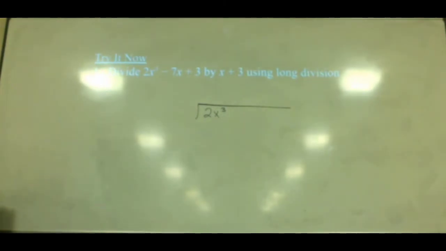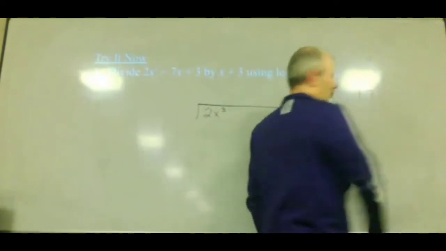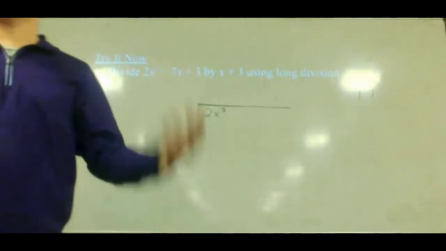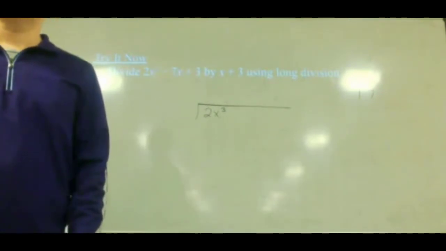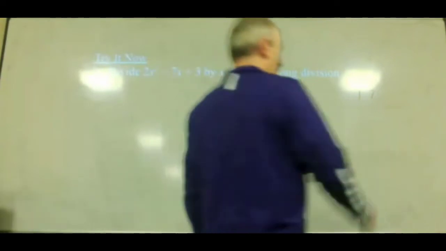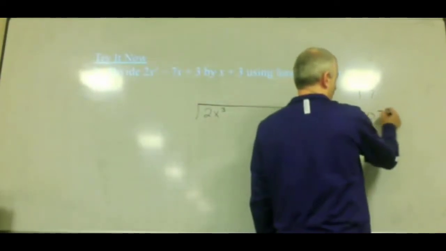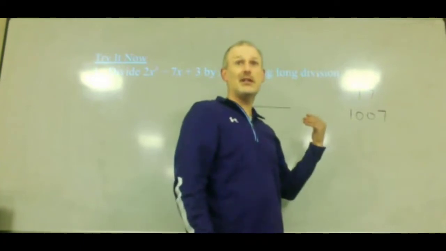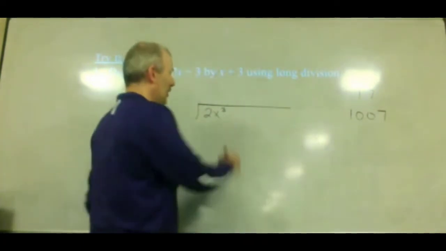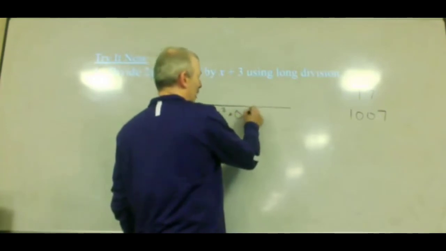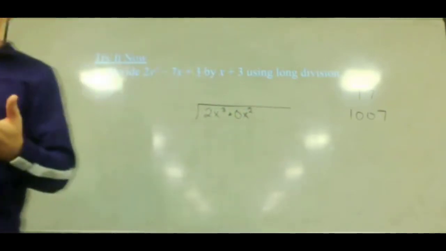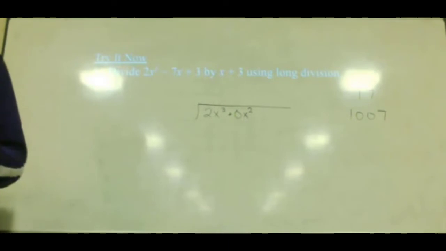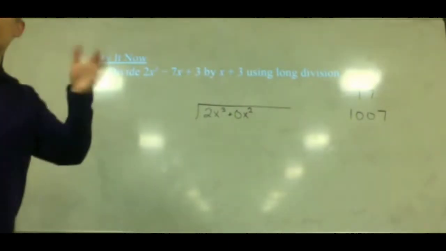And we actually do this all the time with numbers. Like, for instance, this number right here. What is this number? 17. How do you know it's not like 1007? Because there are no zeros in there to move the 1 over to the right place value, right? So it's the same thing here. We're going to put in 0x squared so that everything lines up in the correct place value. Just so that everything lines up properly.